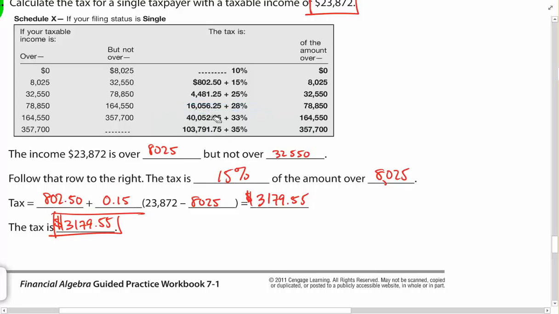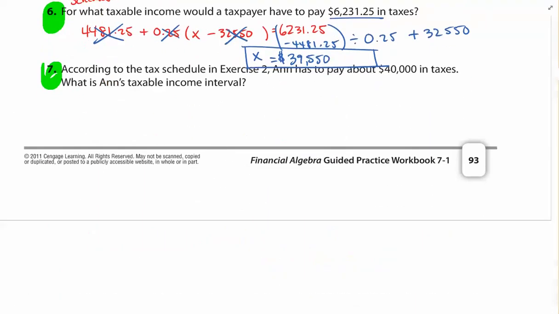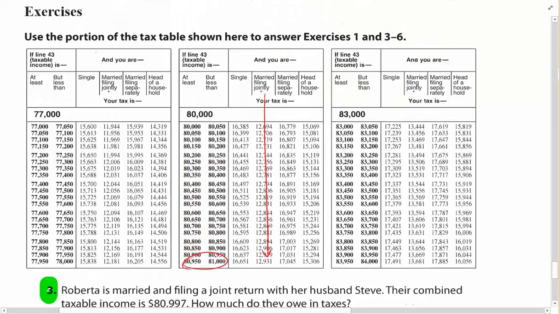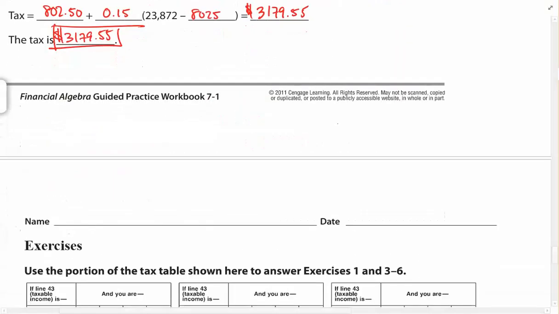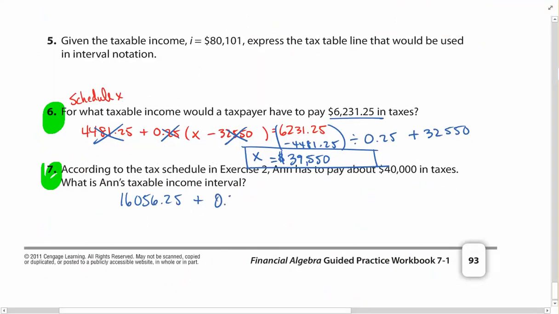The minimum tax that she paid was $16,056.25 plus, was that 30%? What was that tax bracket there? Plus 28% of her unknown income over $78,850, and this calculation came out to be $40,000 in taxes.